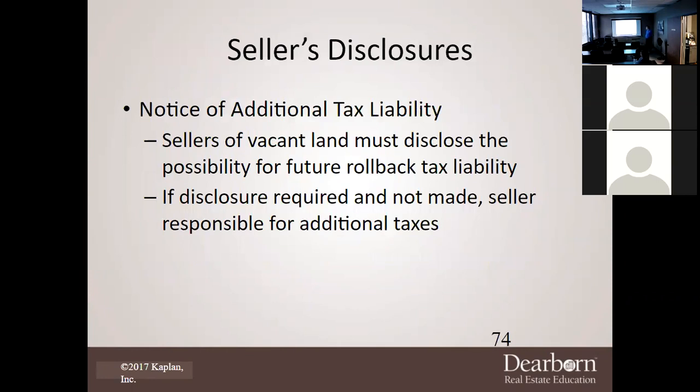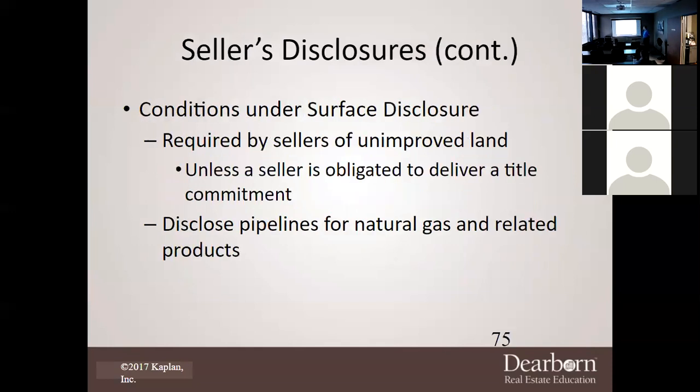Now, the seller's disclosure also has a notice of additional tax liability, okay? And it's just a notice, but it says that the sellers of vacant land must disclose the potential of rollback tax liability, okay? And if disclosure is required and not made, then the seller is responsible for those additional taxes. So if it's not put in there, then Mr. Eugene, you can pay all those rollback taxes, okay?